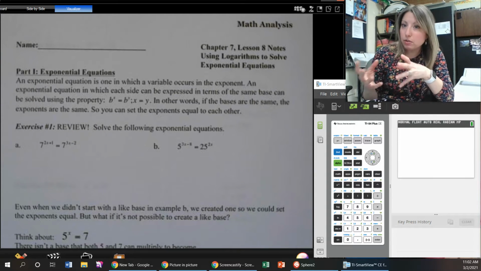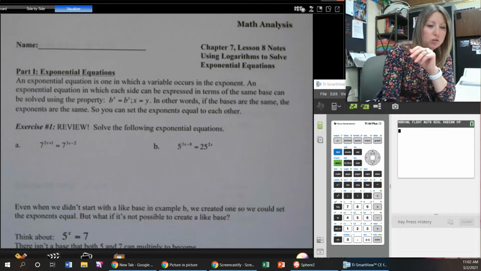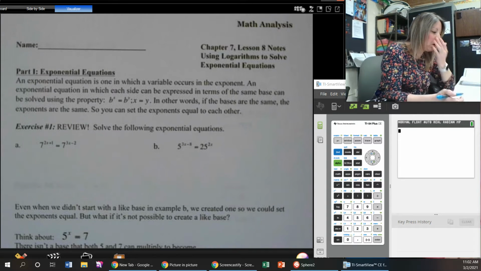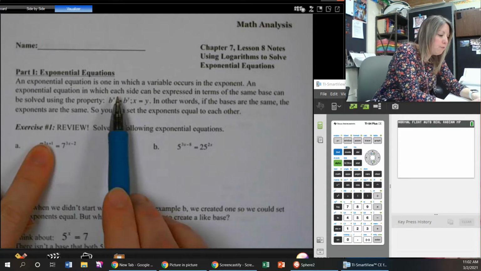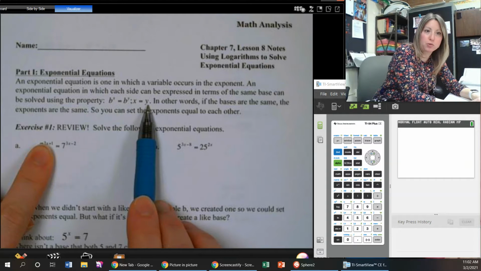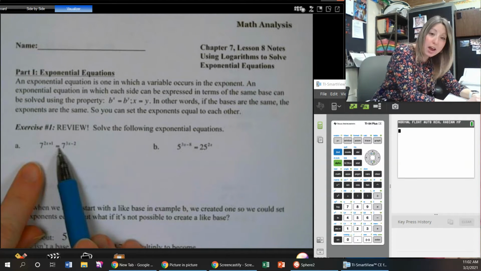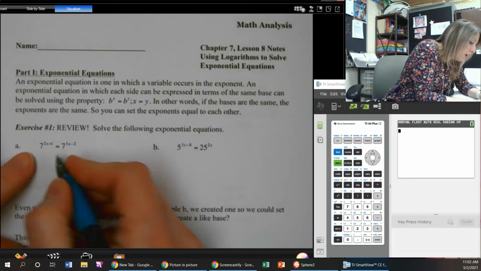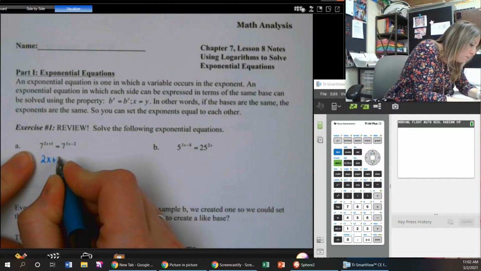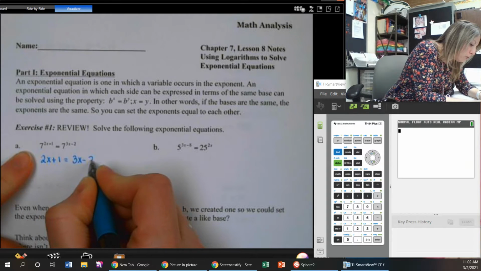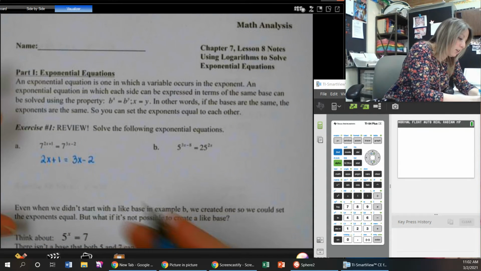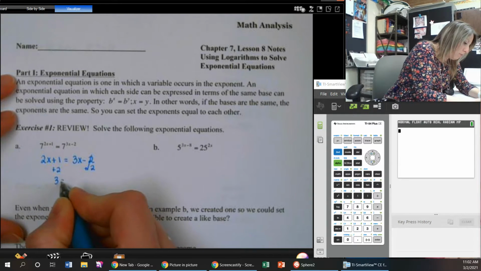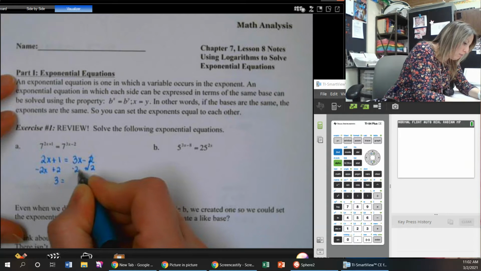Well, let's review those first, and then we'll get into what if we can't make them the same number. If we have the same base, then obviously the exponents are the same, right? So like here, we have the same base. Since x is in the exponents, all you have to do is say these two exponents must be equal to each other. So we get all the x's on one side of the equal sign, all the numbers on the other side, and we get that x equals 3.